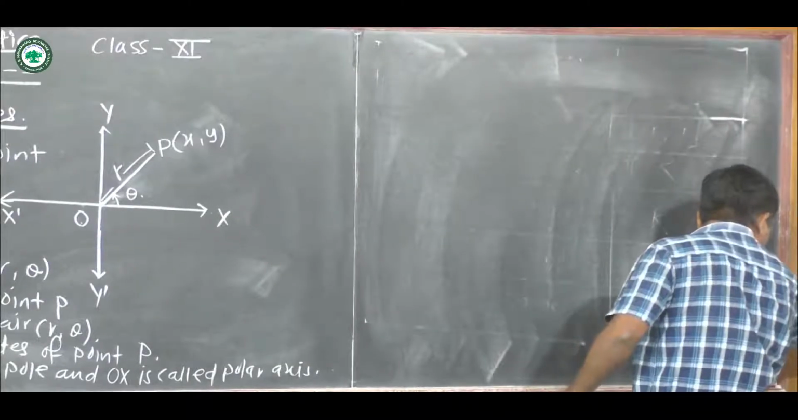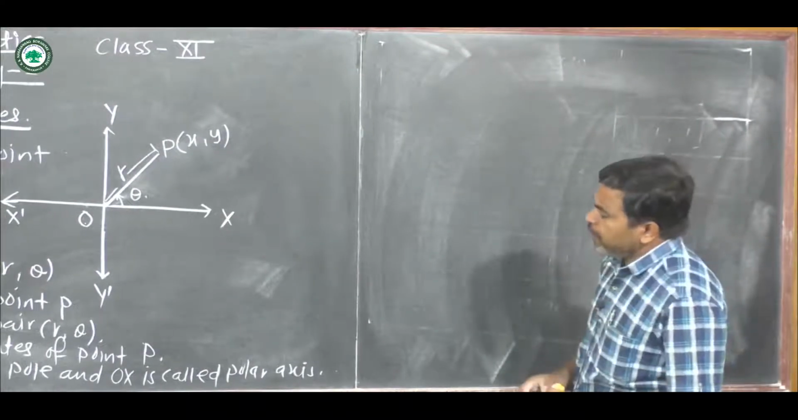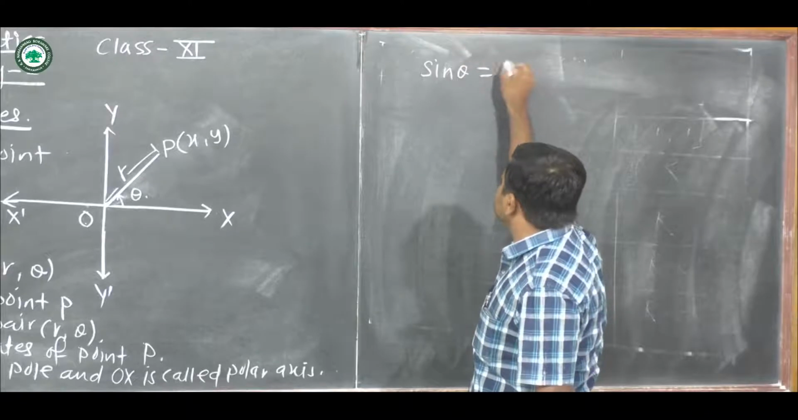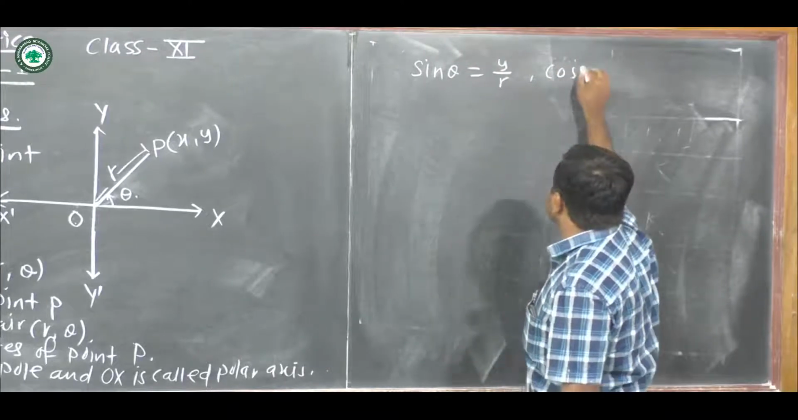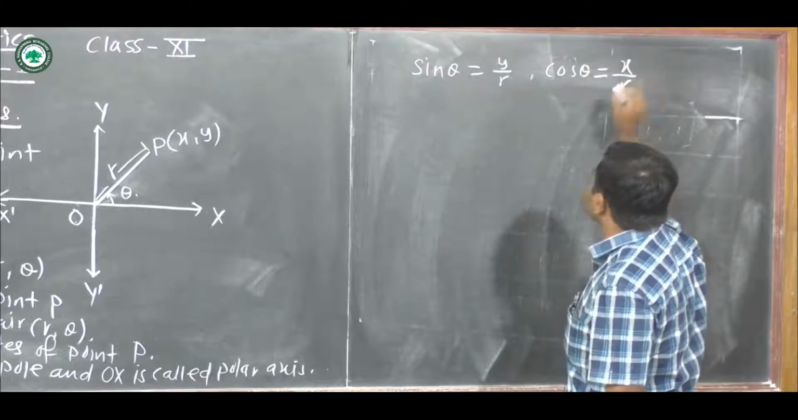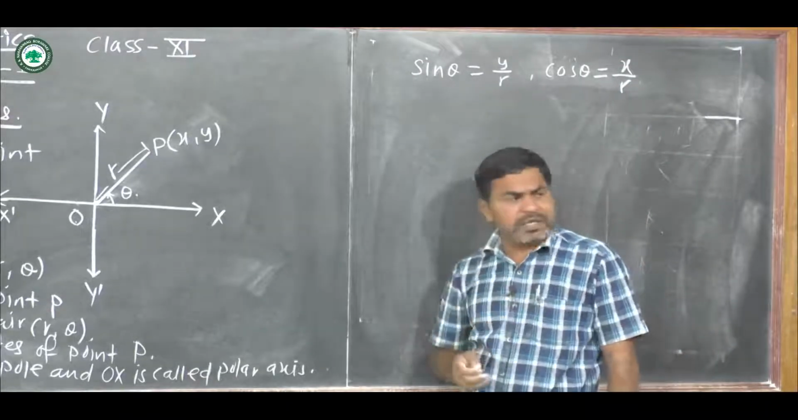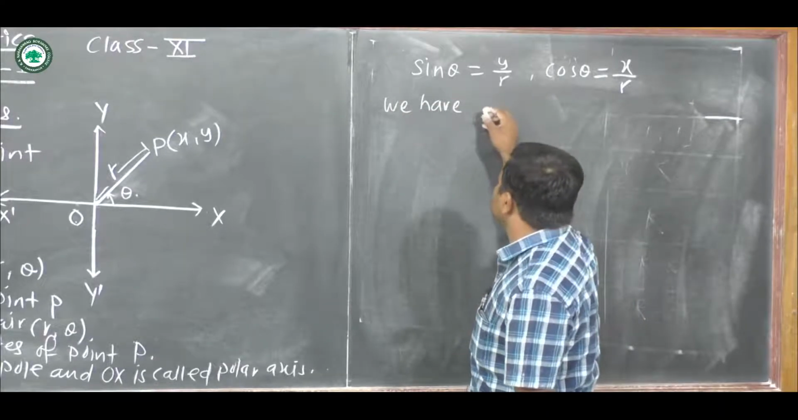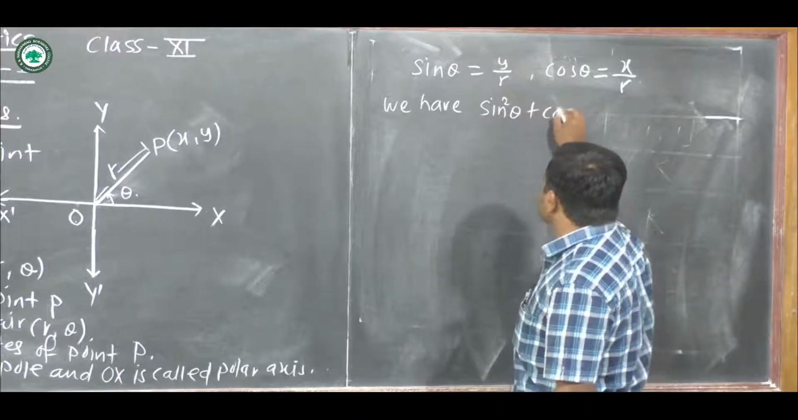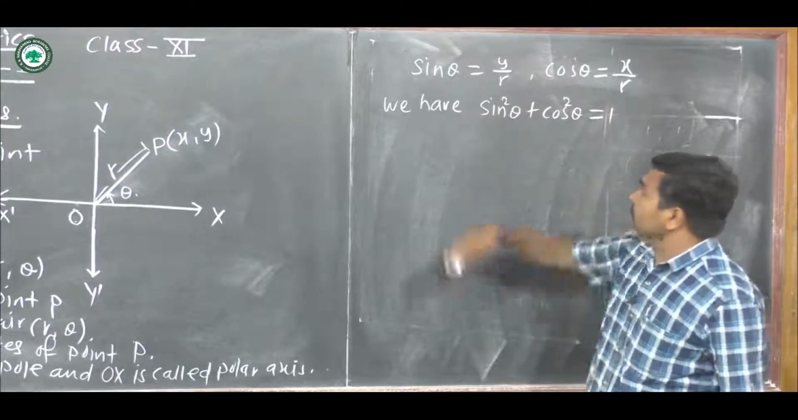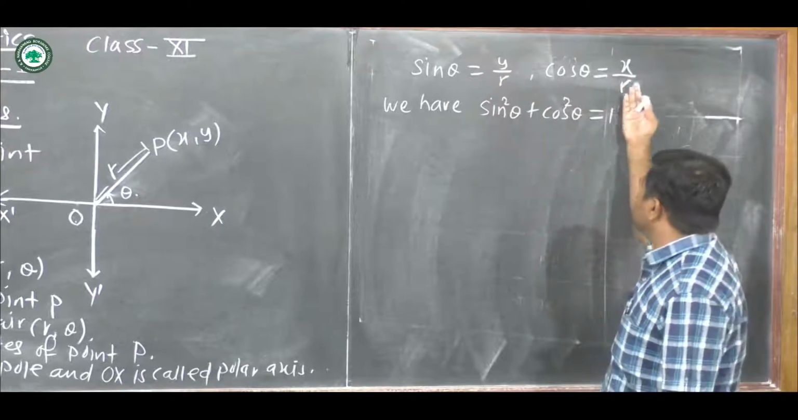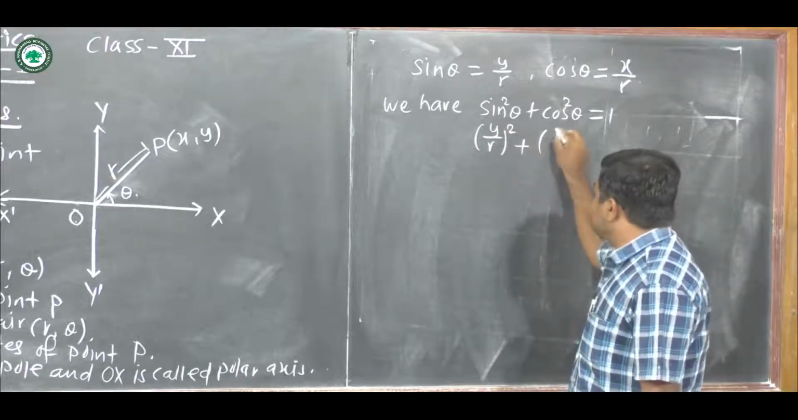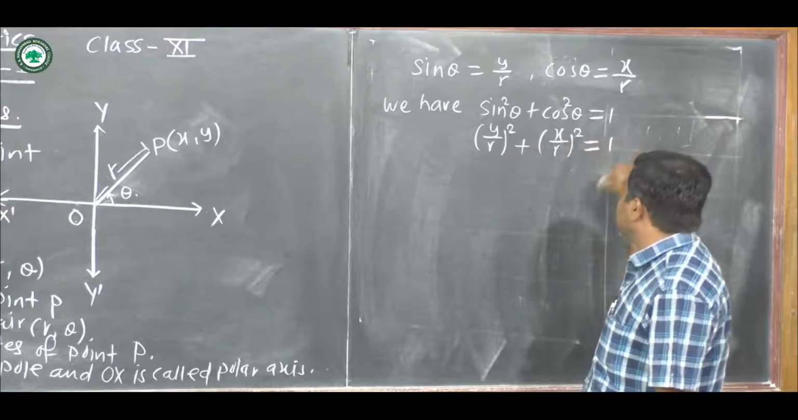So see, from the figure or by using the definition of trigonometric functions, we know that sin theta is equal to y upon r and cos theta is equal to x upon r. Now we have the fundamental identity sin square theta plus cos square theta is equal to 1. But sin theta is y upon r and cos theta is x upon r. So it is (y divided by r) whole square plus (x divided by r) whole square is equal to 1.